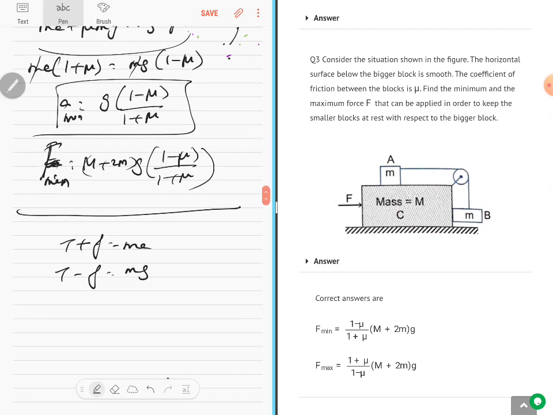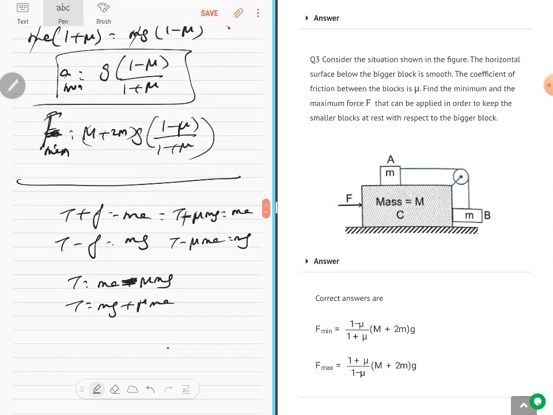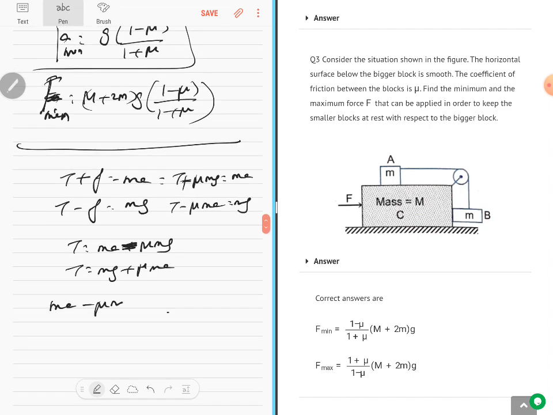And what is the F in the first equation? T minus mu into mg is equal to ma. The second equation, F is mu into ma, is equal to mg. What is T therefore from the first equation? ma plus mu mg. And T from the second equation is mg plus mu ma. There's a plus here, and so when it goes, it will be minus, and mg plus mu ma. Equating both, ma minus mu mg is equal to mg plus mu ma.